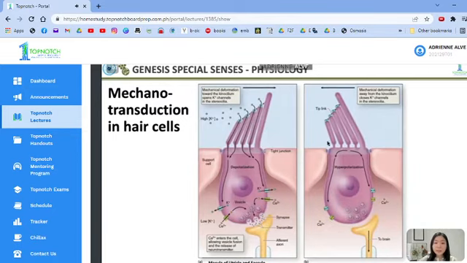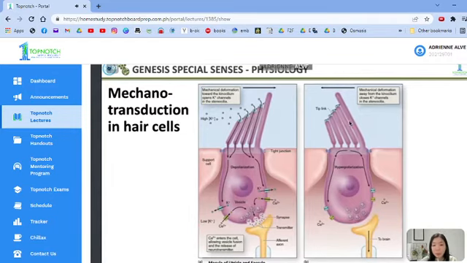Head movements that cause the stereocilia to be directed towards the kinocilium will produce tension in the tip links, which opens the adjacent cation channels. So the entry of potassium will depolarize the cell and lead to opening of the voltage-gated basolateral calcium channels, and cause the release of the neurotransmitter.